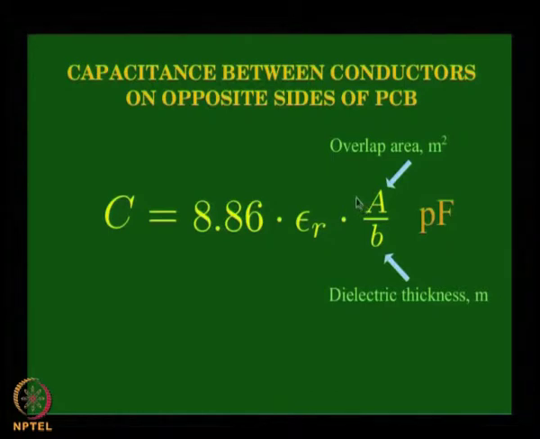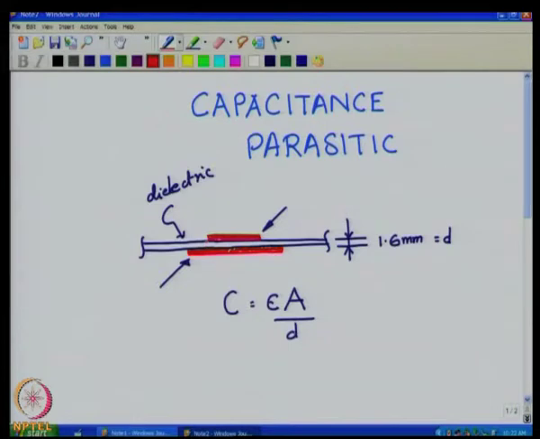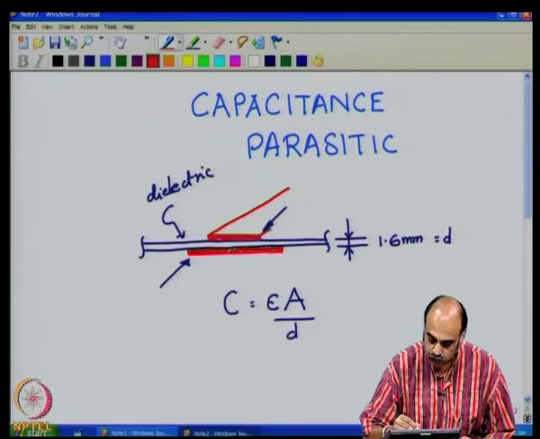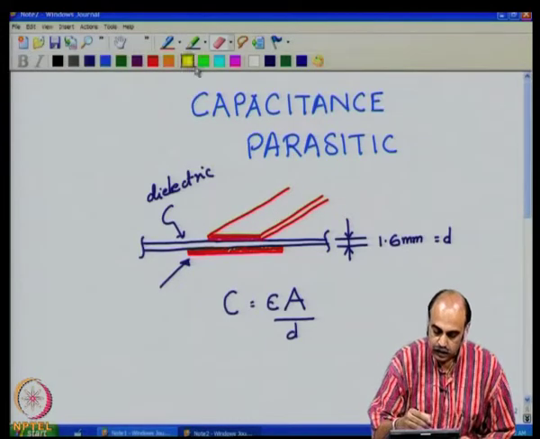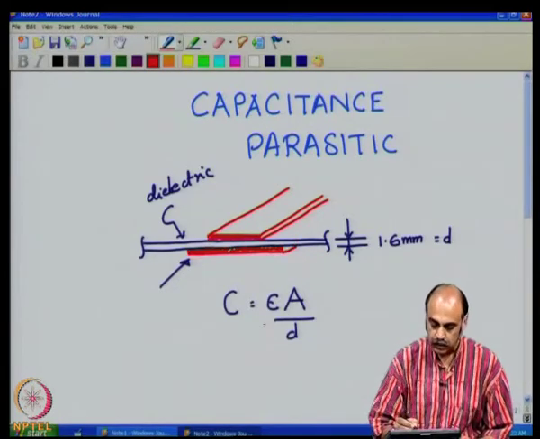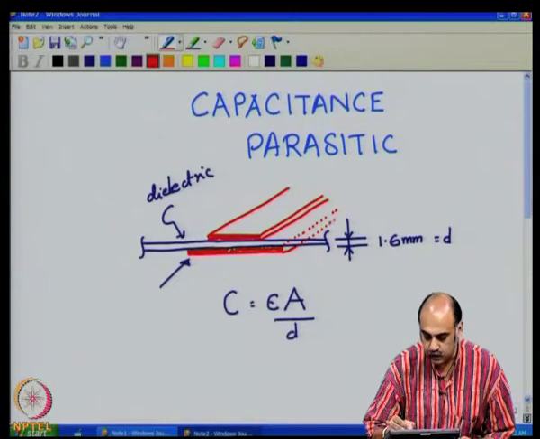The next variable here you see is A, uppercase A, overlap area in meter square. Overlap area is basically the common area between the two tracks. If you see, you have a track on the upper layer and a track on the bottom layer. So, if I come back to my whiteboard here, you have a track on the upper layer which goes like this. And the track on the bottom layer, which goes dotted as I am showing here.